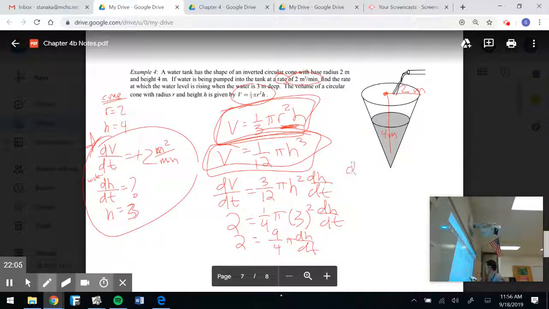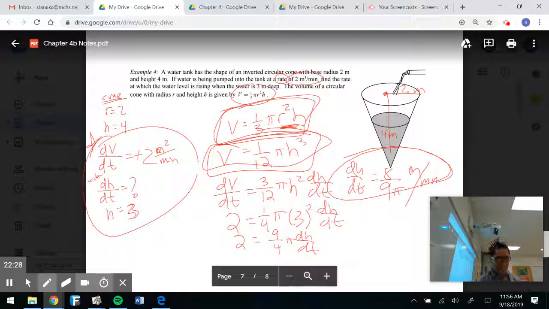Okay, get dh/dt by itself, and I get an answer of, what would it be? I get 8/9 pi, right? And then I just have to be careful. h is in meters, so that's meters, and time was minutes, so it'd be meters per minute. Booyah! Dunzo! That is related rates.